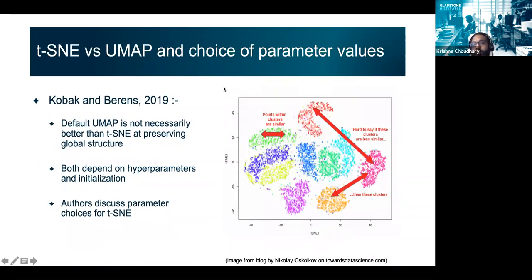However, there have also been some recent reports. For example, there is this paper by Kobak and Berens, called "The Art of Using t-SNE for Single-Cell Transcriptomics" or something like that. They showed that default UMAP is not necessarily better than default t-SNE. It depends on various parameter settings, and there are many parameters which you can tune, and depending on the tuning we will see different results. We have to be cautious about what parameters we are setting and what initialization we are using.